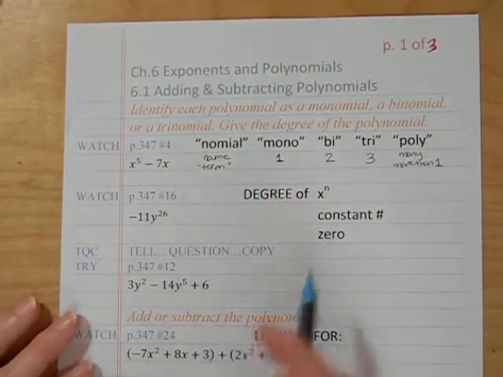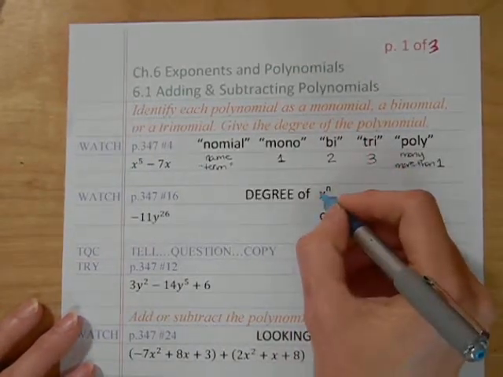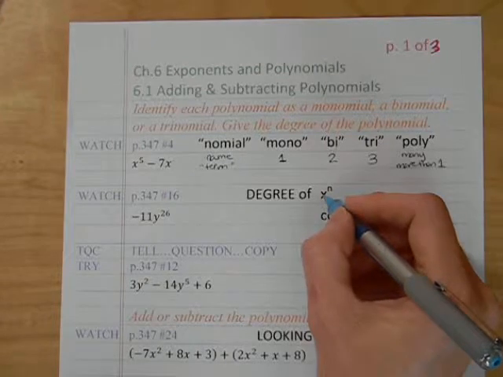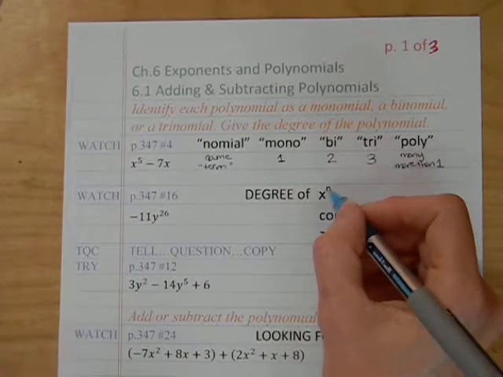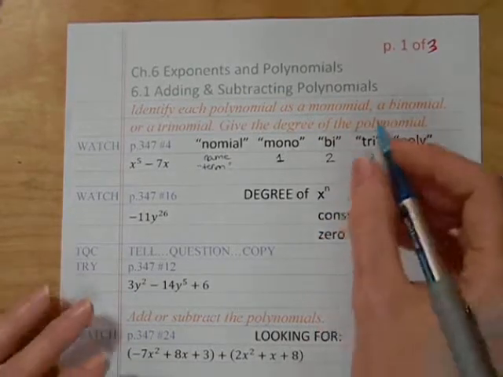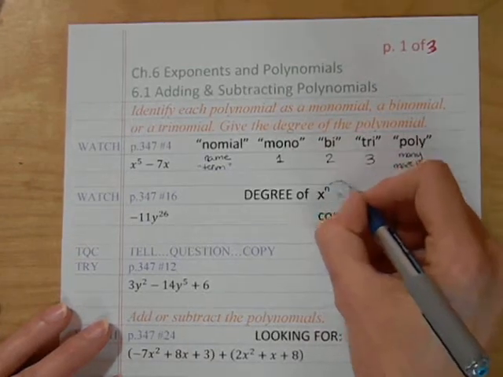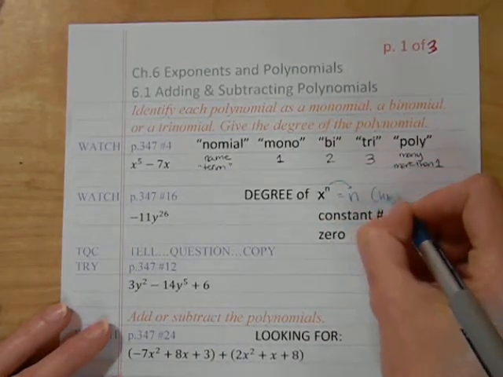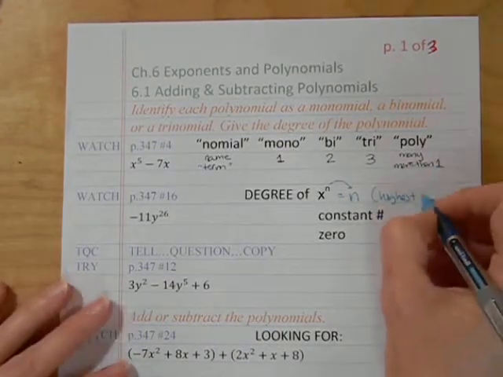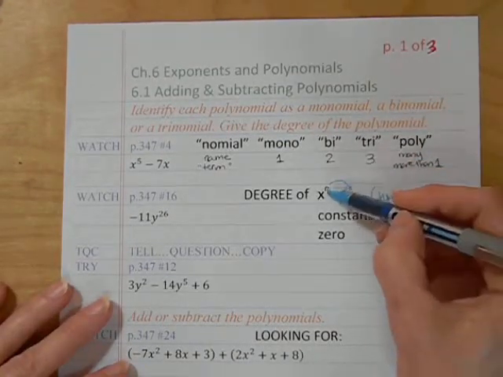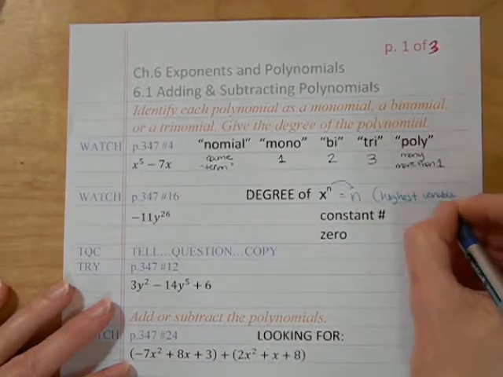And then the degree of a term is based on the highest variable exponent. So the degree of a term or the degree of a polynomial is you're looking for the highest variable exponent. So it's the exponent of the variable. When you're looking for the degree of the entire polynomial, you look for the highest degree, highest variable exponent.